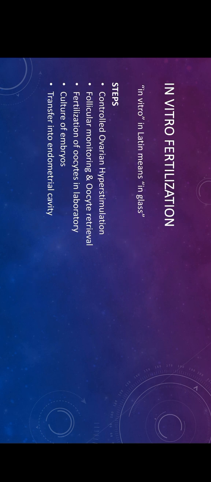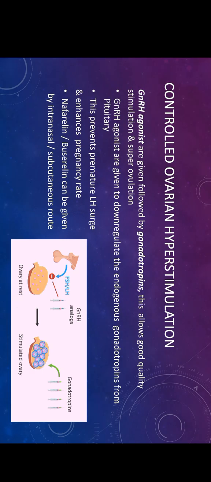In vitro fertilization. In vitro in Latin means glass. This literally means fertilization which is happening in a glass. Steps include controlled ovarian hyperstimulation, follicular monitoring and oocyte retrieval, fertilization of oocytes in laboratory, culture of embryos and transfer into the endometrial cavity. Controlled ovarian hyperstimulation: here GnRH agonists are given followed by gonadotropin. This gives good quality stimulation and superovulation.